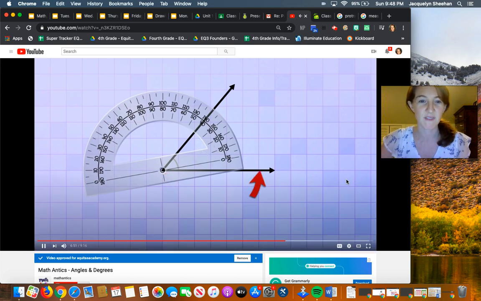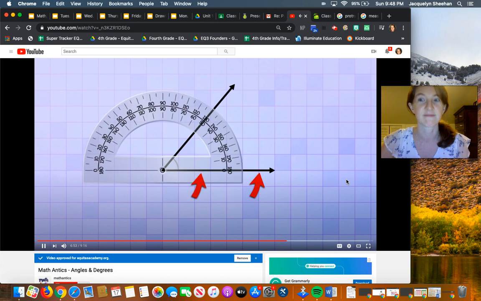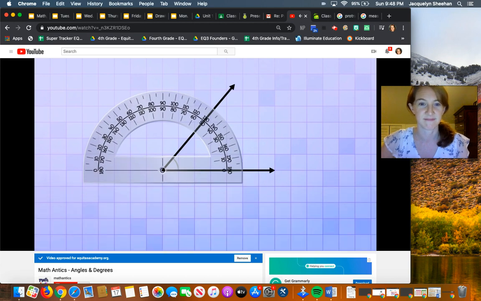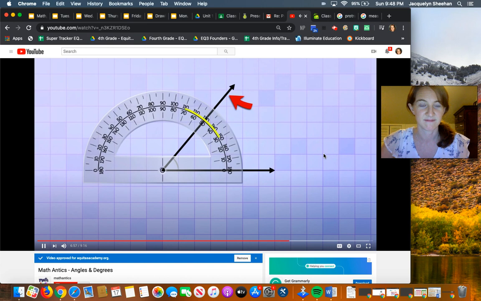Then you make sure that one of the rays lines up with the straight line on the protractor. And last of all, you look to see where the other ray crosses the curved part and read off what angle measurement it lines up with.